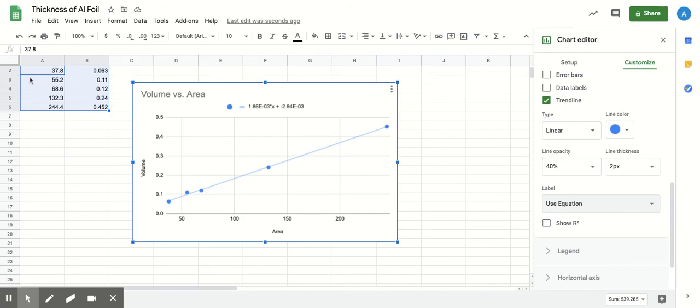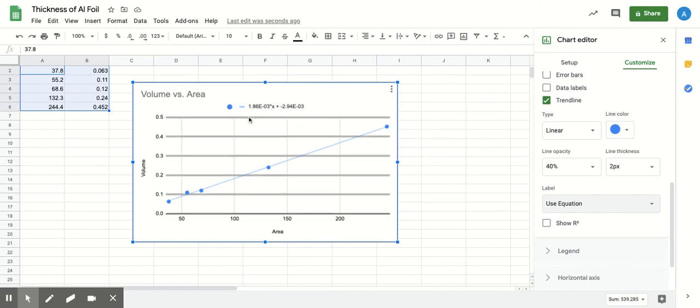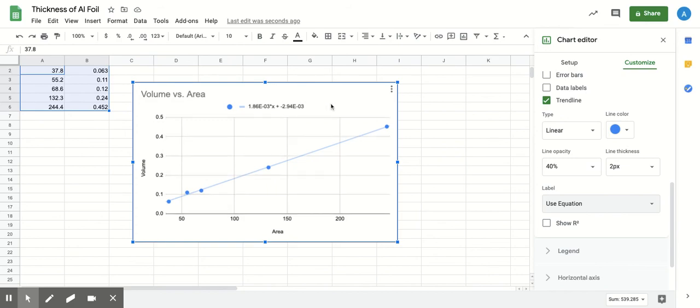We're measuring all of these in centimeters. So eventually I would go in and add labels to these, like volume, and I would put centimeters cubed, area, I'd put centimeters squared. And what we would end up with for the slope would be a unit label of centimeters. And so the thickness of aluminum foil we could calculate here would be 0.00186 centimeters in thickness. Okay, hopefully that helped.